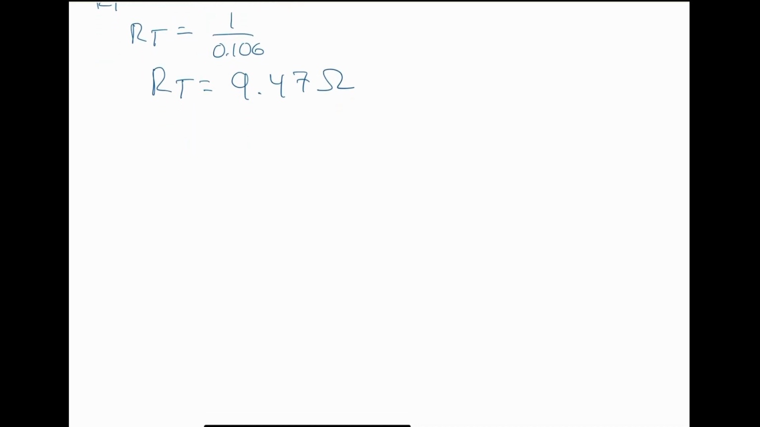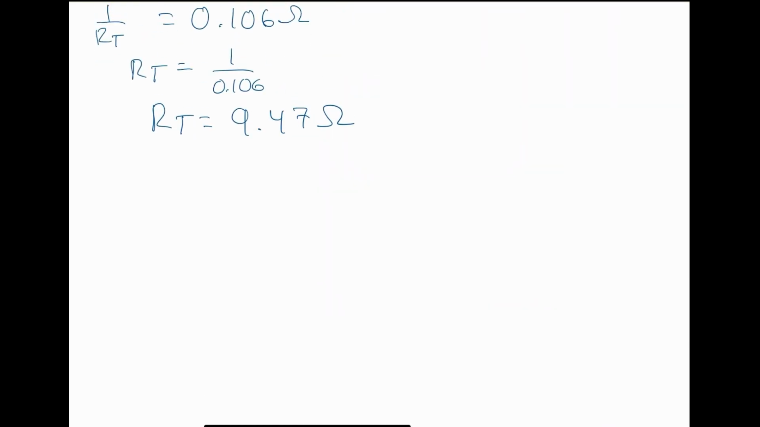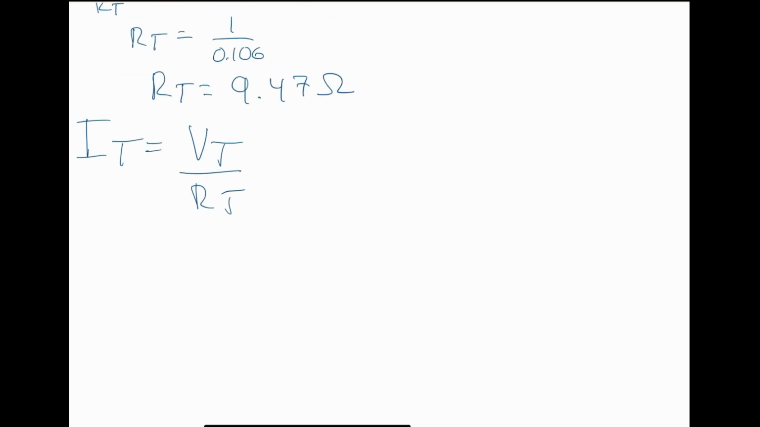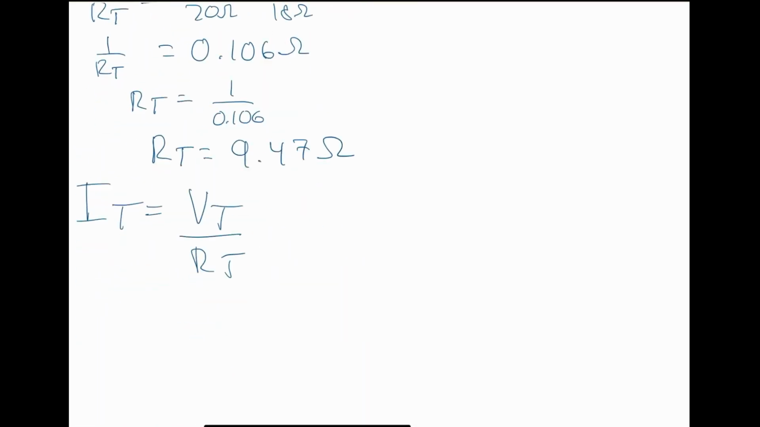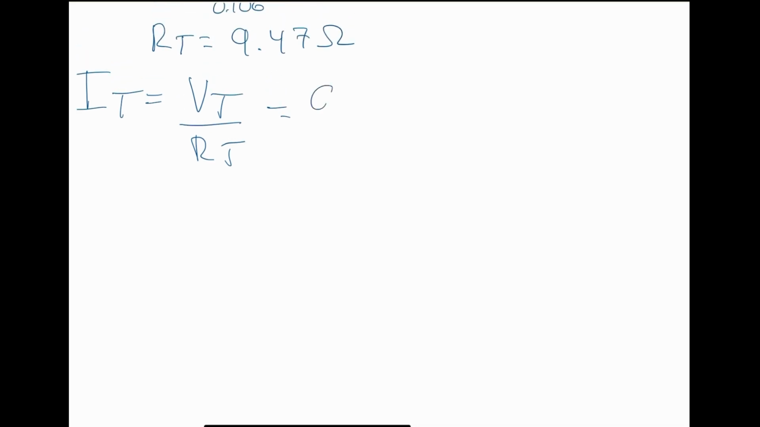Okay, now that we have our total resistance, we can solve for the total current. It works the same as in a series circuit. Or no, it does not, but Ohm's law applies the same way. So we have IT equal to VT divided by total resistance. We know that our total voltage is 9 volts. And we just solved for resistance, 9.47 ohms.